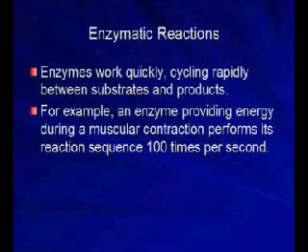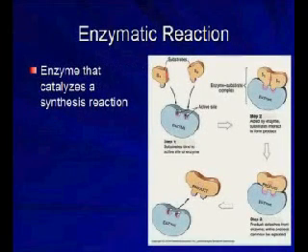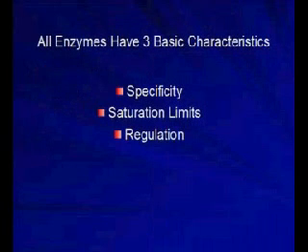Enzymes work quickly, cycling rapidly between substrates and products. For example, an enzyme providing energy during a muscular contraction performs a reaction sequence 100 times per second. Enzymes that catalyze a synthesis reaction. All enzymes have 3 basic characteristics. They include specificity, saturation limits, and regulation.